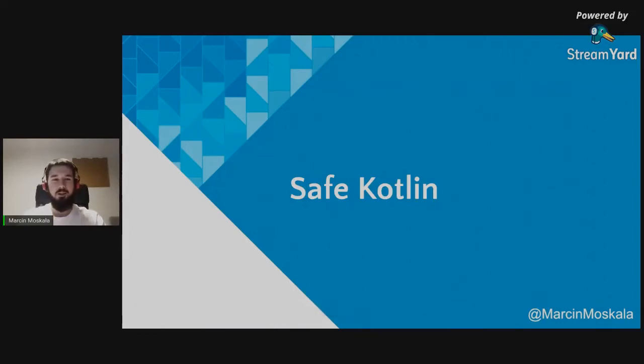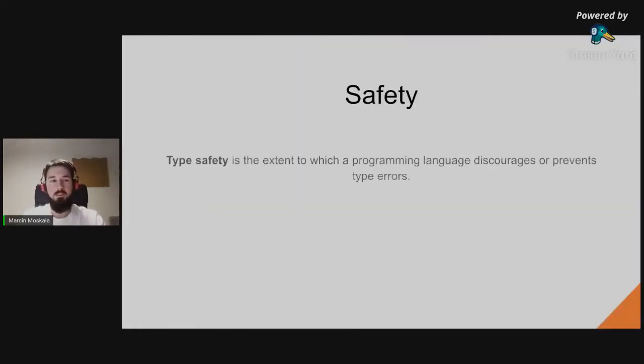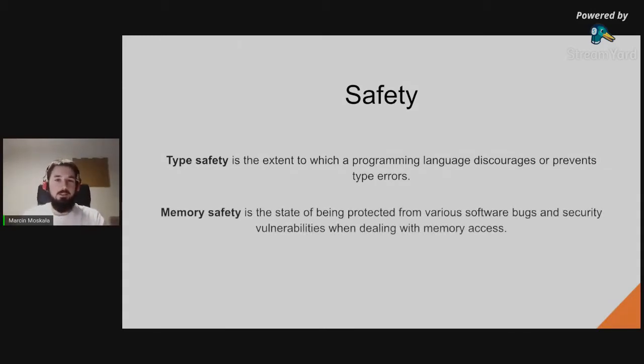So, welcome all in Safe Kotlin. At this point, you might be wondering, what does that mean? So it's likely that you are familiar with terms like type safety. That means the extent to which a programming language helps you in preventing type errors. You might be familiar with memory safety. That is something nearly standard in modern languages, that the language saves you from memory management problems.